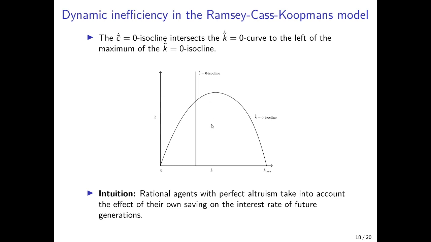Now, what's the intuition behind that? The intuition is simply that we have rational agents with perfect foresight and perfect altruism in the Ramsey-Cass-Koopmans model. So when they maximize their utility, they take into account that if they increase their savings, that will have an effect on the saving rate of future cohorts. By taking this into account, they internalize this dynamic inefficiency, and dynamic inefficiency cannot occur, because individuals behave optimally and are perfectly altruistic towards their children.